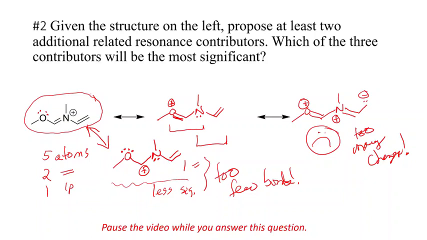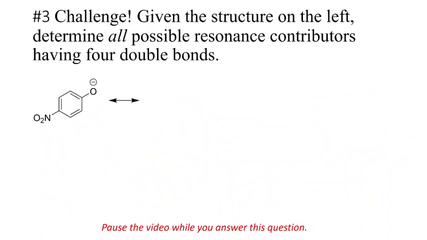All right, ready for number 3? Here we go. Here's a challenge. Given the structure on the left, determine all possible resonance contributors having 4 double bonds. Wait a minute. Doesn't this have 3 double bonds? Where's my 4th double bond? Well, I think I'm going to give you a clue here, and that is that when you do this problem, you should consider what this really means right over here.